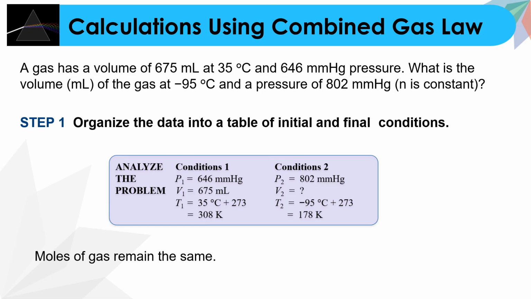A gas has a volume of 675 ml at 35 degrees Celsius and 646 millimeters of mercury pressure. What is the volume of the gas at negative 95 degrees Celsius and a pressure of 802 millimeters of mercury? Overwhelming ba? Kasi marami yung units of measurement? Do not worry. Kasi, first step, organize mo muna. Identify mo ano yung mga units para sa pressure, volume, and temperature para hindi ka malito. Then, identify kung ano yung hinahanap, which is, for this particular problem, yung nawawala is yung V2.